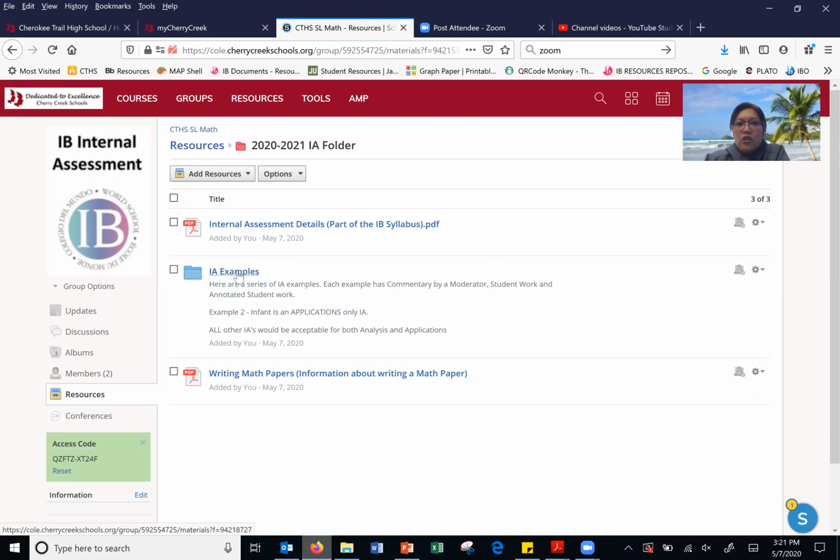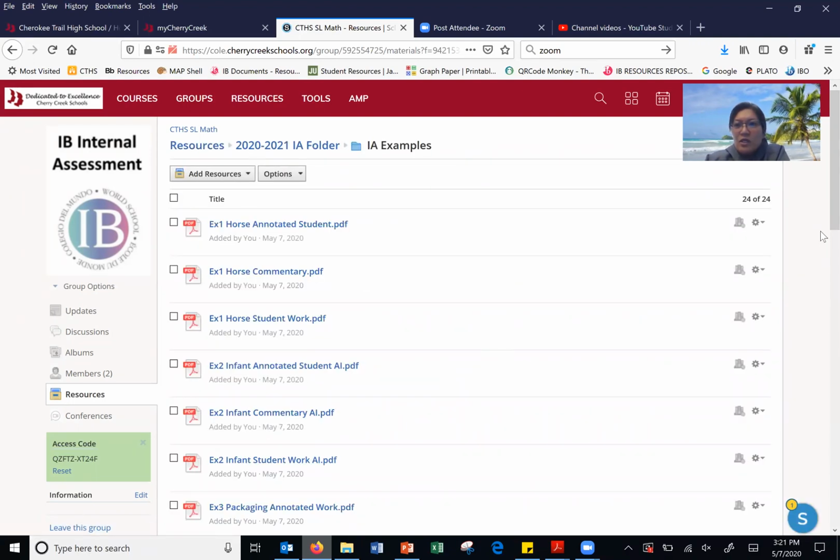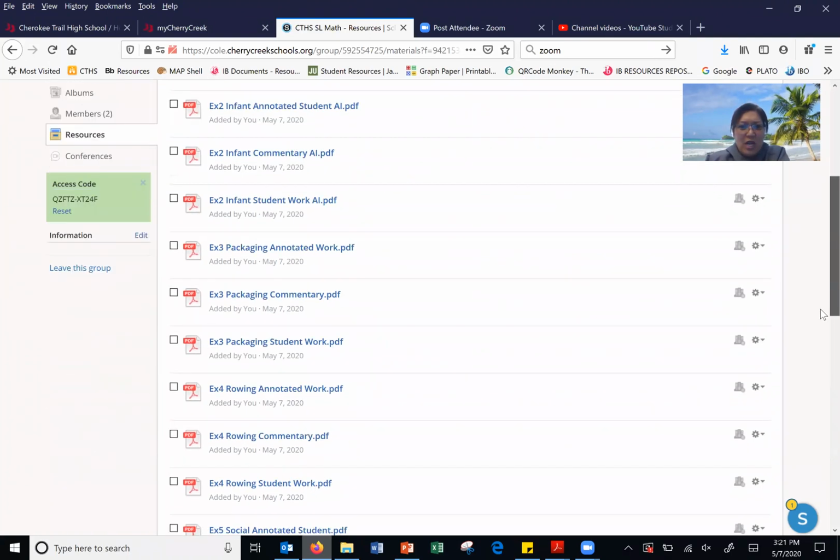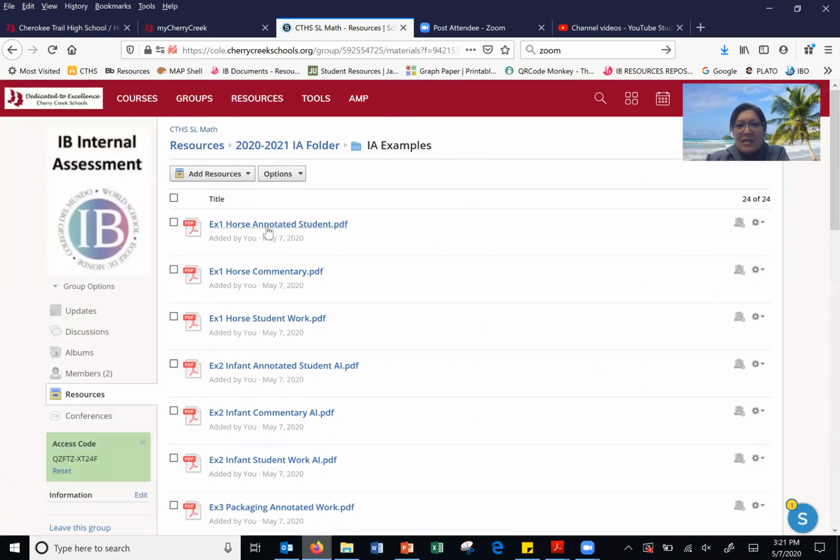There is a folder of IA examples. I think I've got 9 of them or 8 of them. Each of them has student work, so this one was about a horse. Student work, it has a commentary based on a moderator, and then annotated student work. So you can see where they came up with those values that they scored it. So those are examples of both papers and scoring.